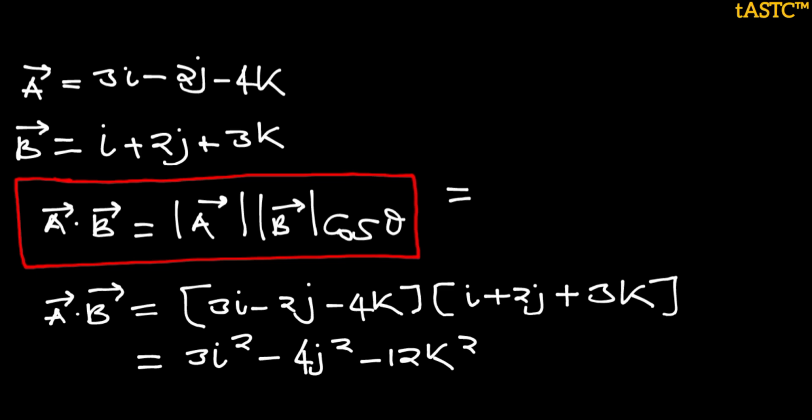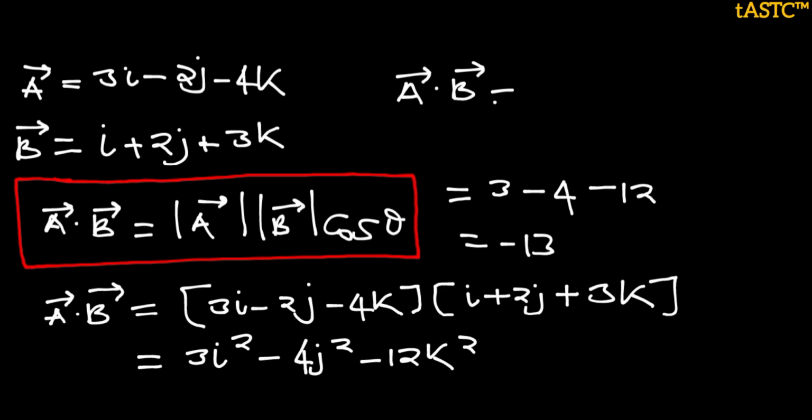Now we already know that i squared, j squared, as well as k squared, are all going to yield 1. So we should have 3 multiplied by 1 there, which reduces to 3. We're going to have a negative 4, and here a negative 12. So this is 3 minus 4, which gives us negative 1, minus 12, so that is going to be minus 13. Therefore, the dot product between the two vectors a and b is negative 13.